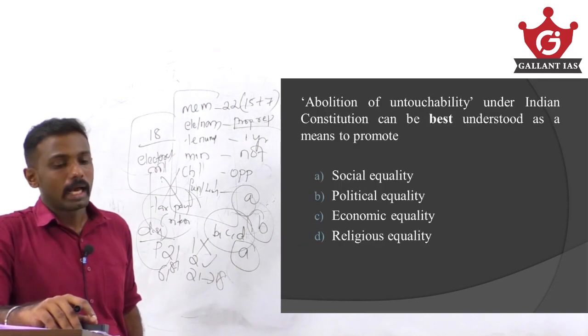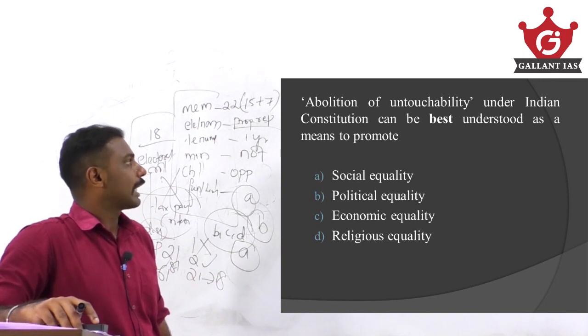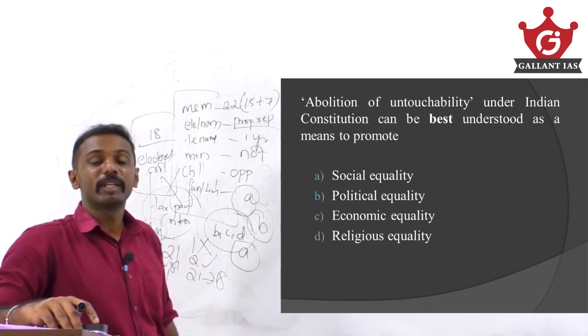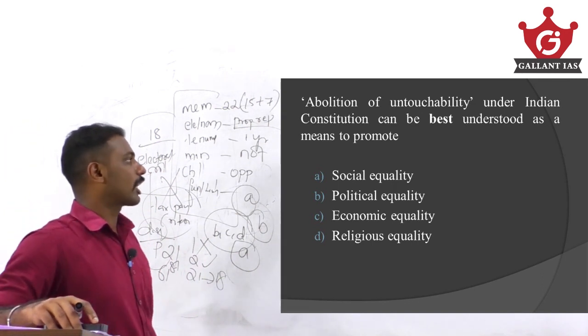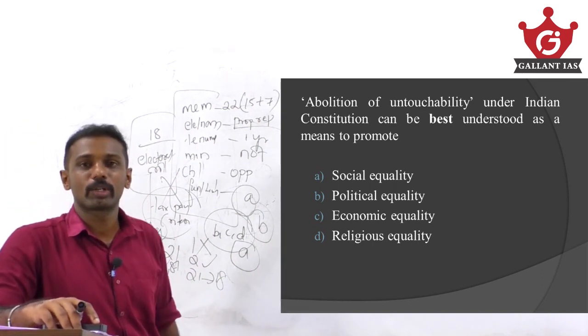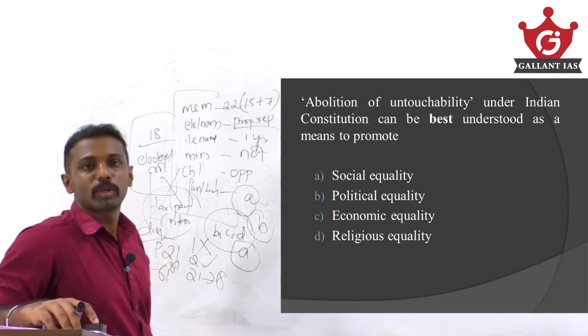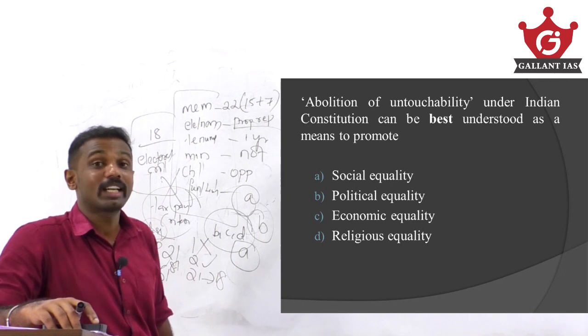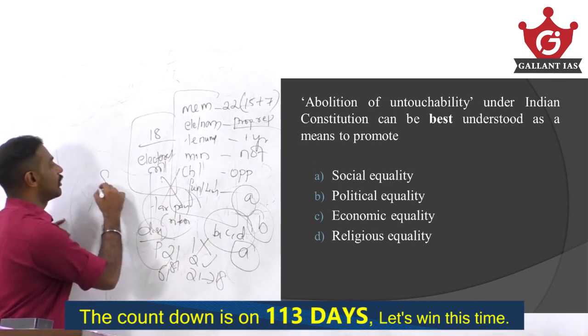Abolition of untouchability under the Indian Constitution can be best understood as a means to promote social equality, political equality, economic equality, religious equality. So, abolition of untouchability, what we can promote here is asked. Actually, first we must know what is untouchability. It is nothing but a social disability.